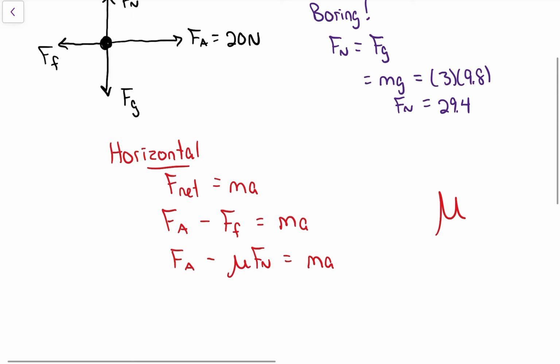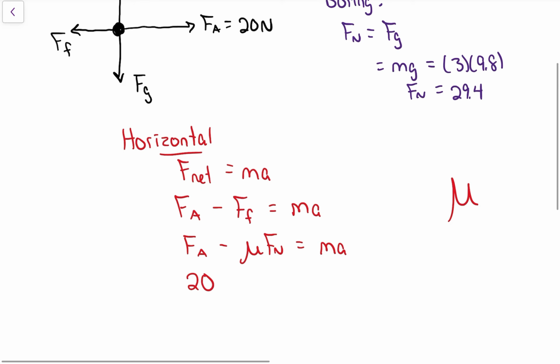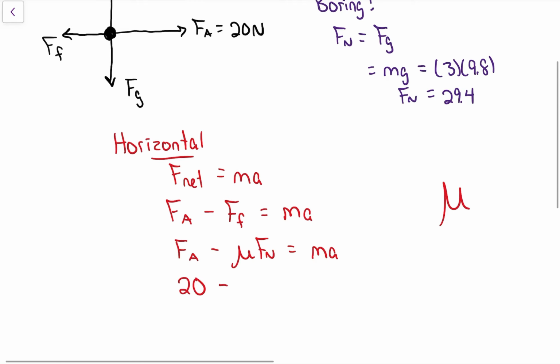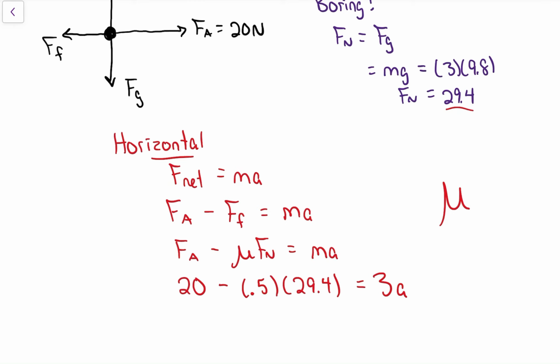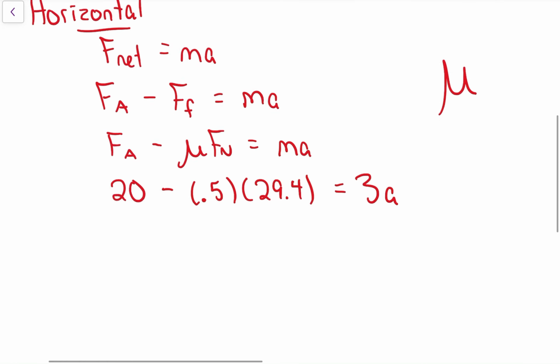For this particular question, we were told that the F applied is 20, and I've got to scroll back up for a sec. The coefficient of friction was 0.5. So Fa was 20 minus the coefficient of friction, 0.5. Then we did this math over here to get that the normal force was 29.4, so I subbed that in. And in the question, it said the mass was 3, so that equals 3a. Now I've got a linear equation. I know everything but the a, so I can just do some algebra to figure it out.